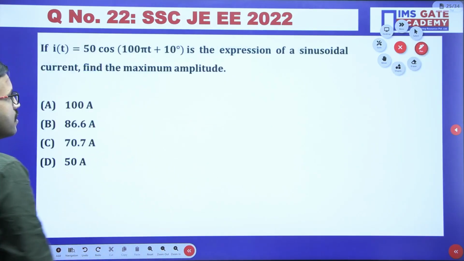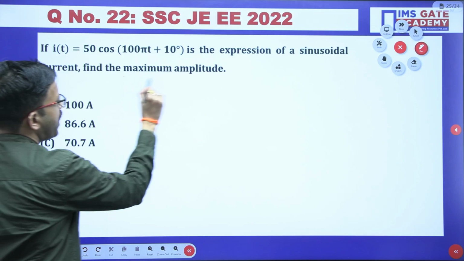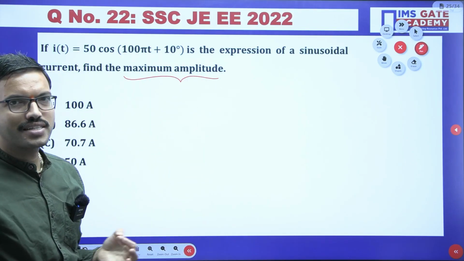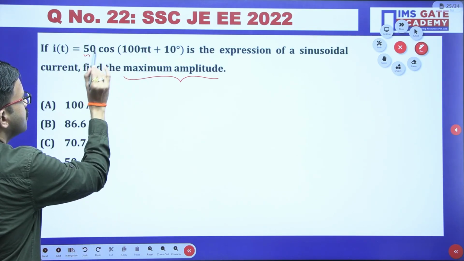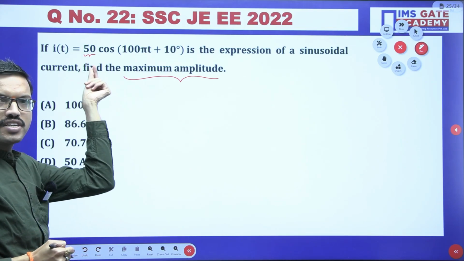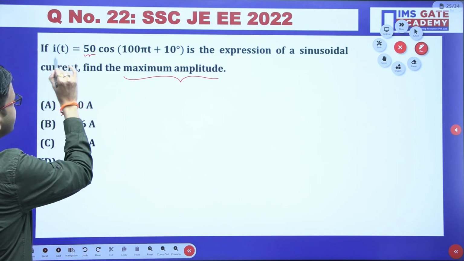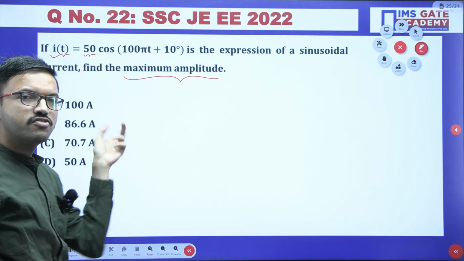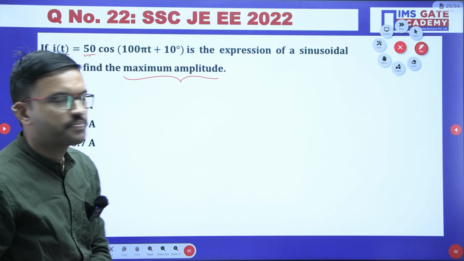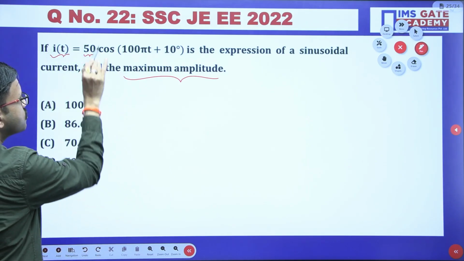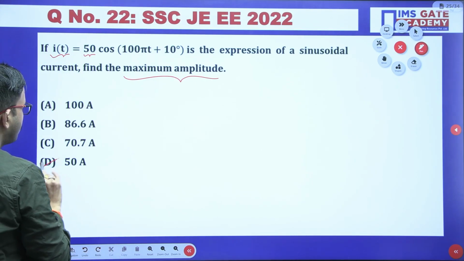Okay. Next question, you have the current expression. For this current expression, they are asking for the max amplitude. Whenever you have a cos signal or sine signal, a time domain signal like this, whatever constant value you have indicates the magnitude, or the peak value, or voltage, all are the same. Okay, in this question it is the current. Suppose they had mentioned voltage, then it would be the peak voltage or amplitude of that voltage signal. Since they have mentioned current, it will be the maximum amplitude, or peak value, of that current signal. So the answer will be 50 ampere.